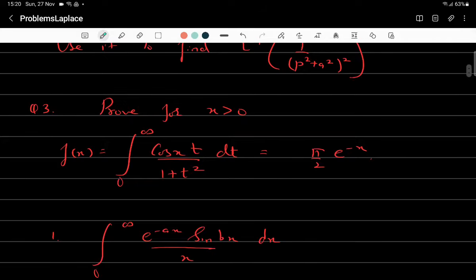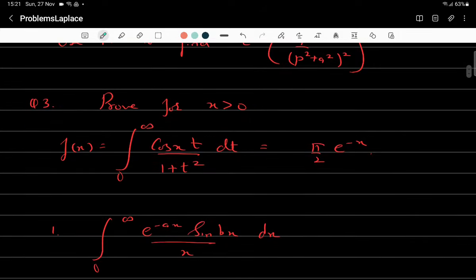to discuss. So the first one says that I need to find the value of integral 0 to infinity e raised to the power minus ax sine bx by x dx. Now if you recall, we discussed a question where we talked about the Laplace of f of x by x. X is in the denominator, so we can think of that approach.